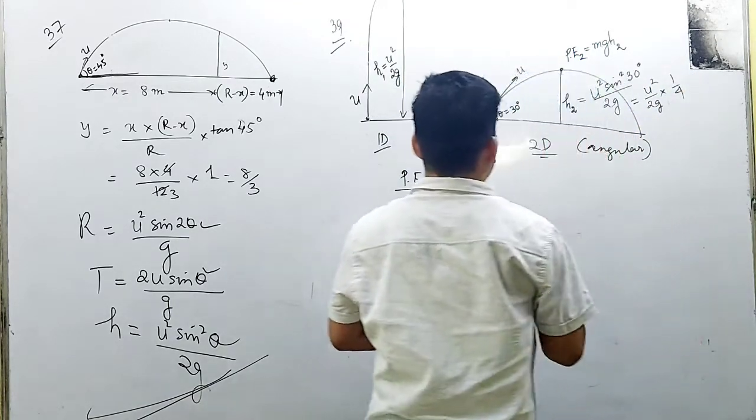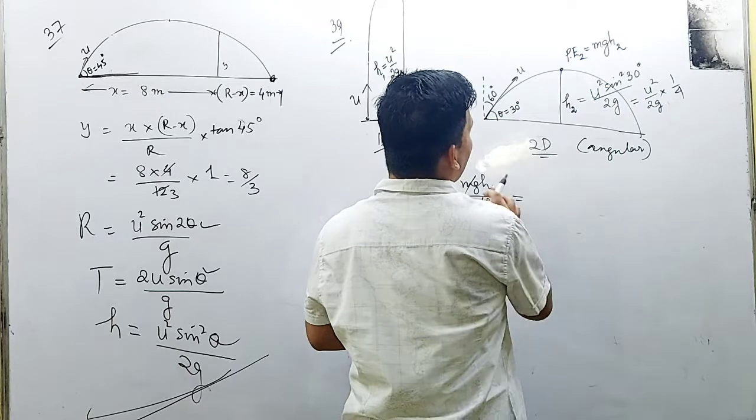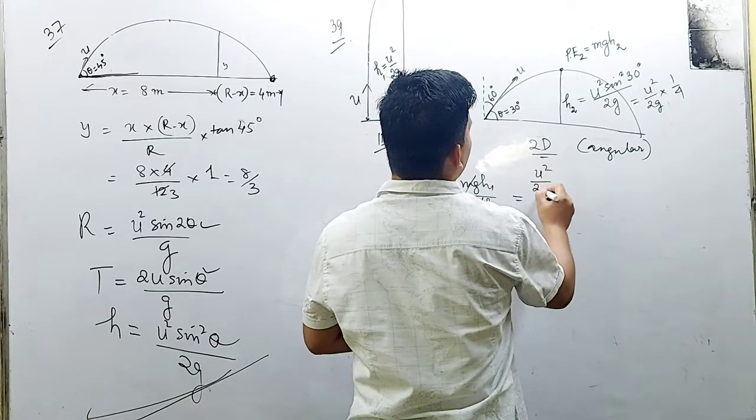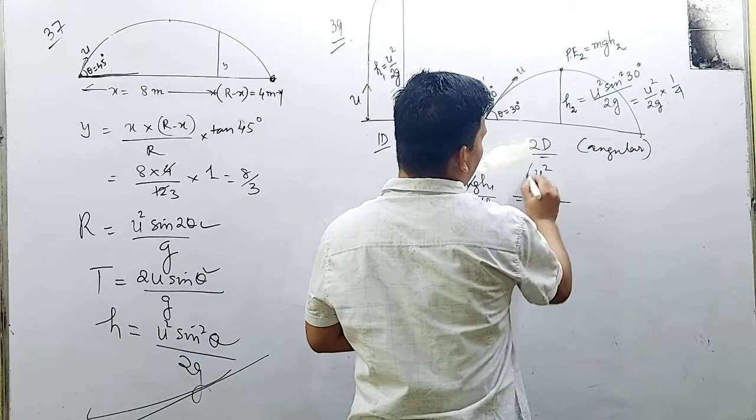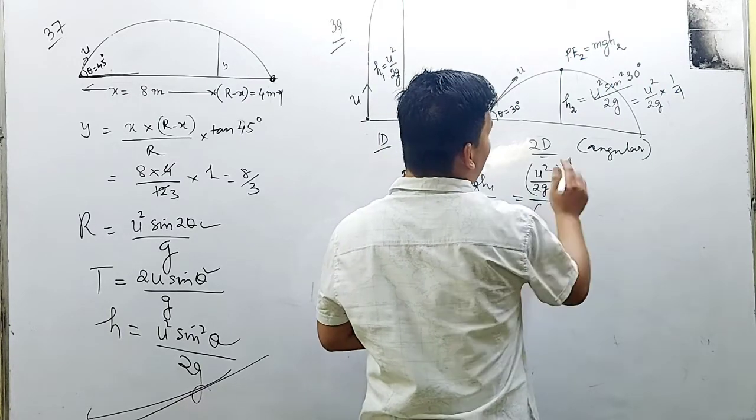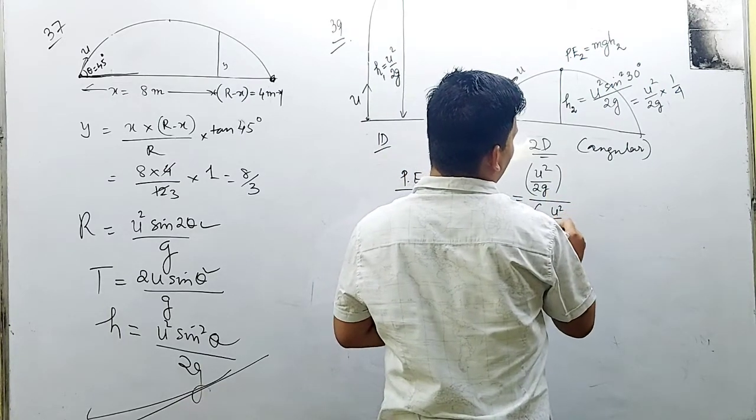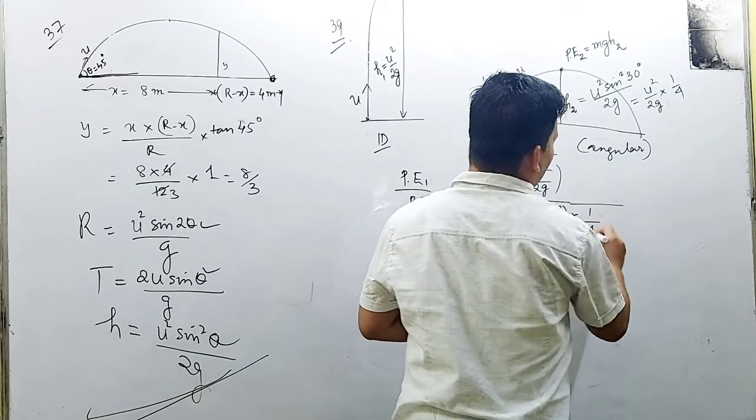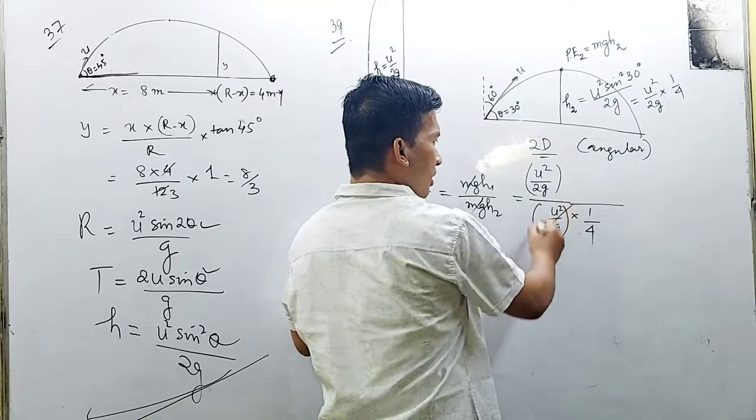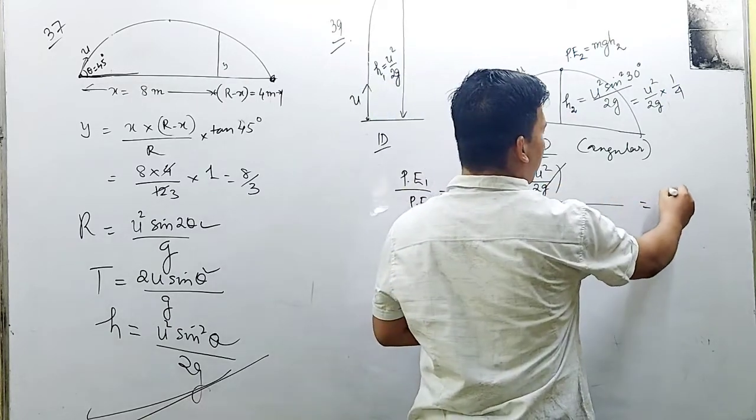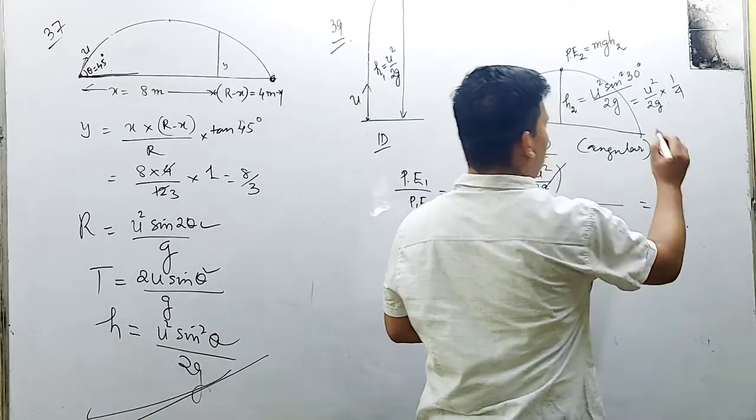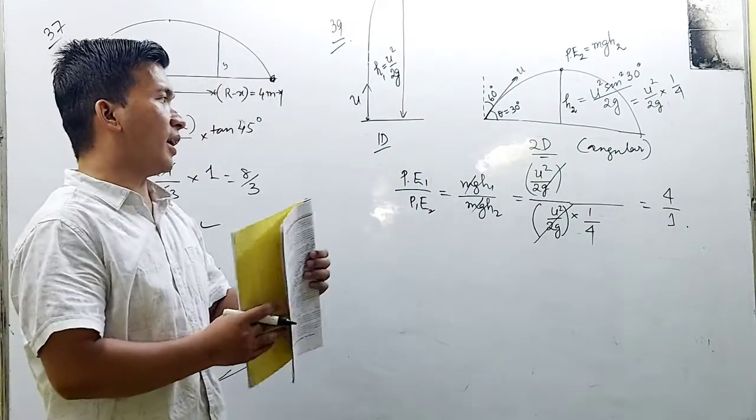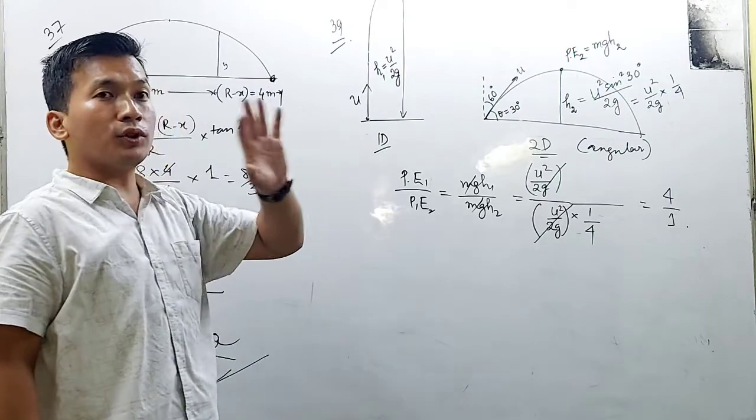So h1 will be equal to u square divided by 2g, divided by h2, which will be equal to u square by 2g into 1/4. This and this get cancelled out and we are left with 4:1.